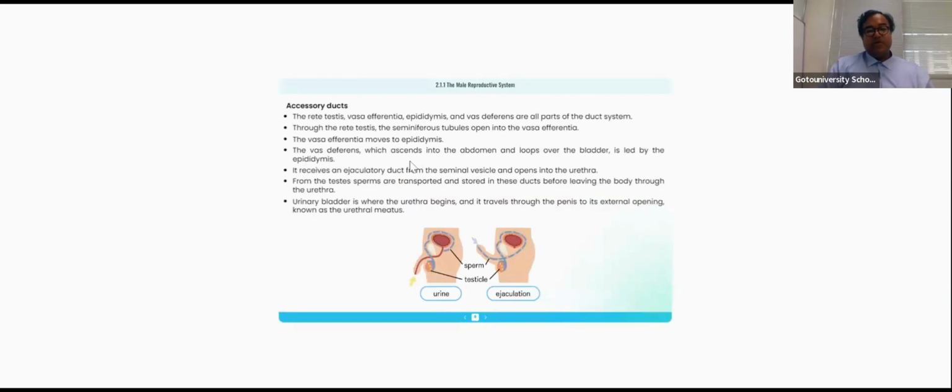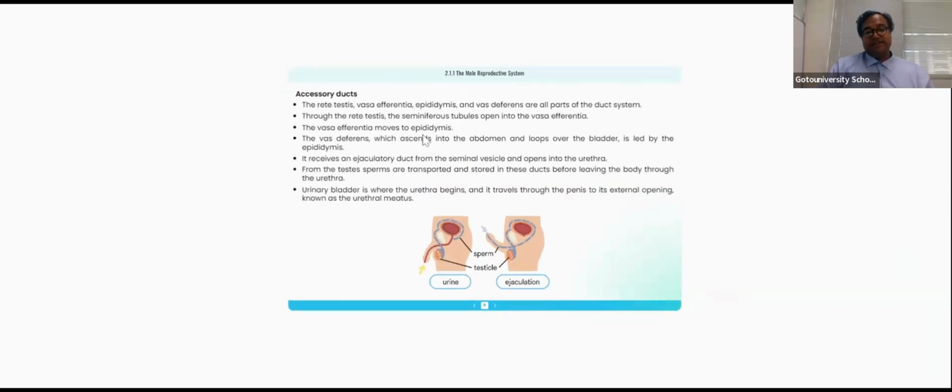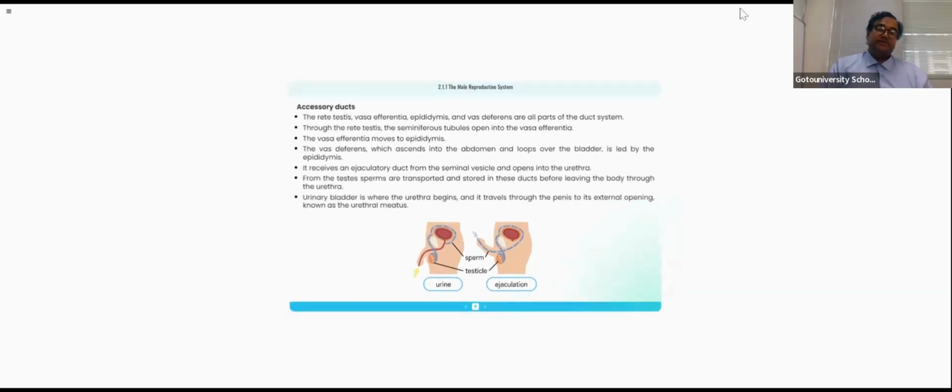Accessory duct. What is the function of the accessory duct? Any one of you can say. As I already told you, the accessory duct is also called the secondary duct. Accessory duct is also called what? Secondary duct. That secondary duct or accessory duct helps the sperm movement to happen. The sperm movement is happening only because of the accessory duct.